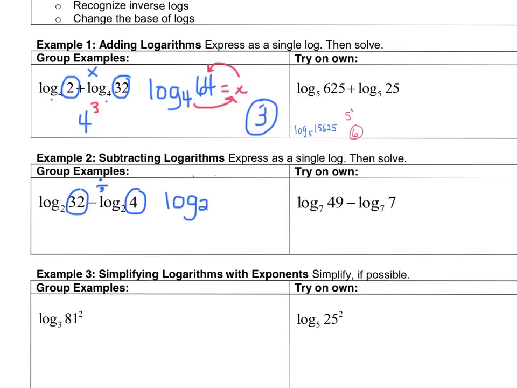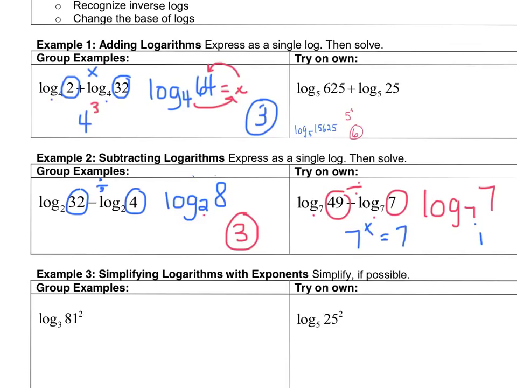So this is log base 2 of 32 divided by 4, which is 8. So we have to figure out what power do you raise 2 to get 8? And the answer is 3. 2 to the third power equals 8. When you try the next one, we have log 7 and log 7. So we'll combine them and have log 7 of 49 divided by 7, which is 7. And when we think about what power do you raise 7 to so you can get 7 as your answer, the answer there is 1.